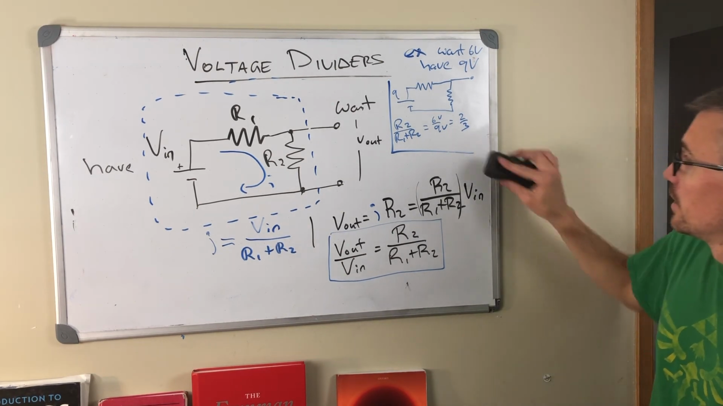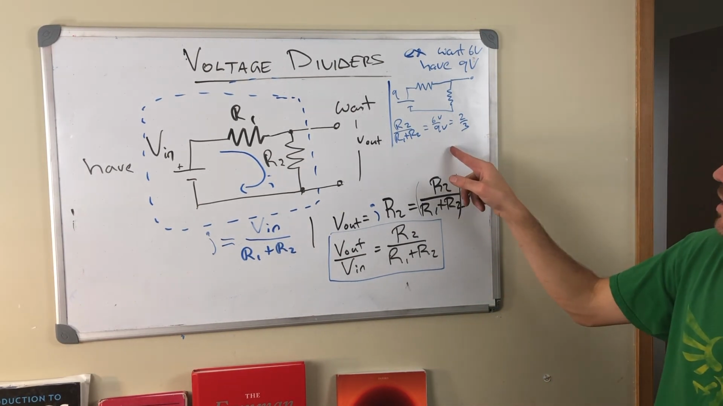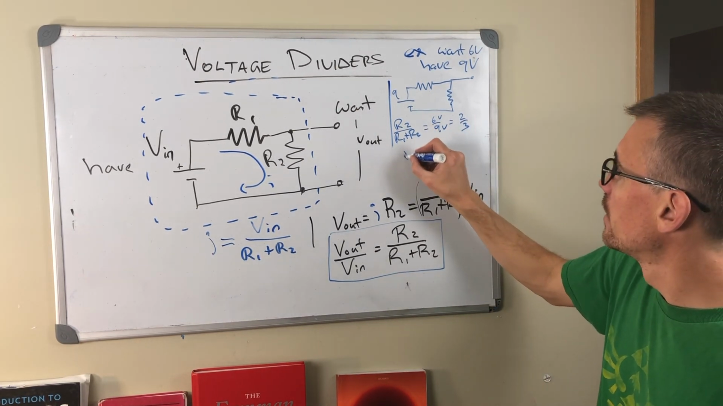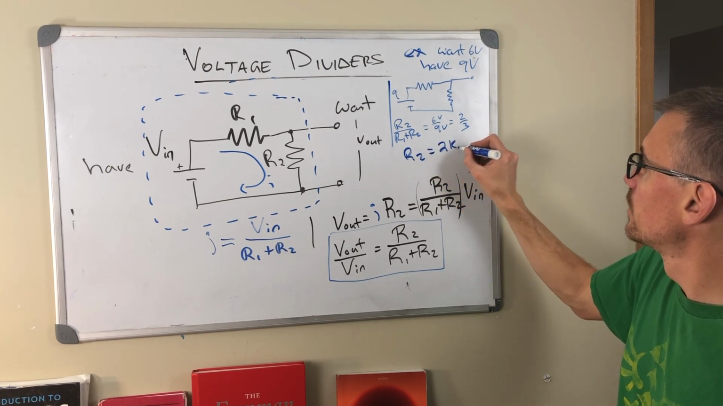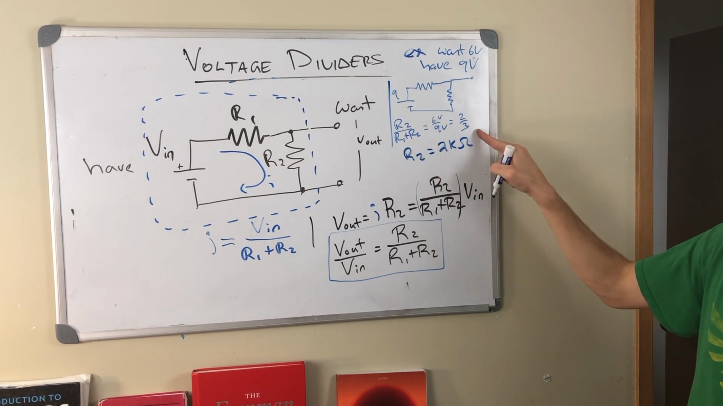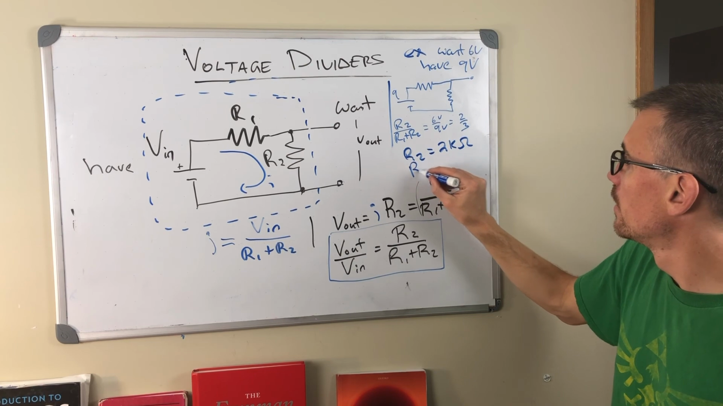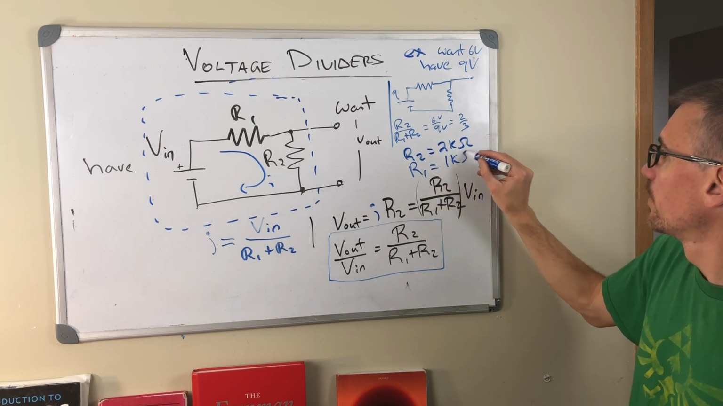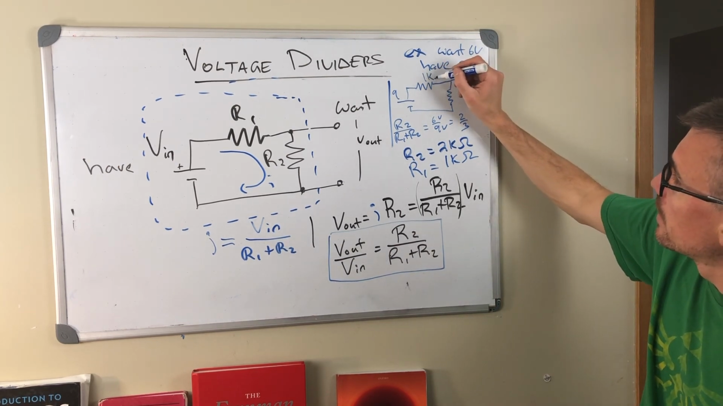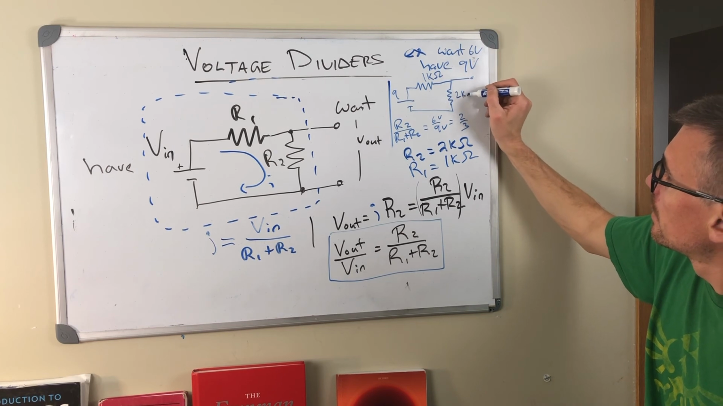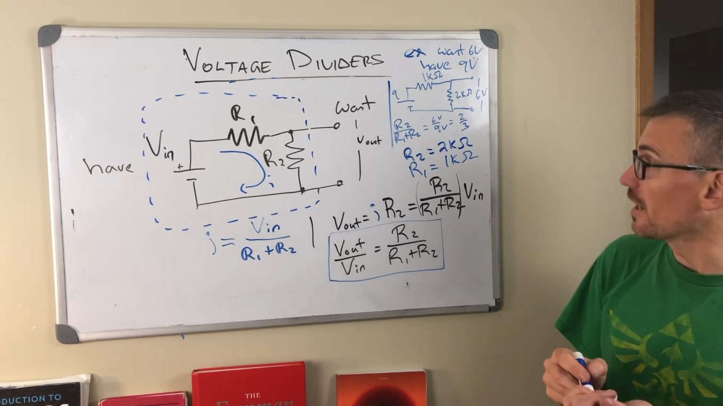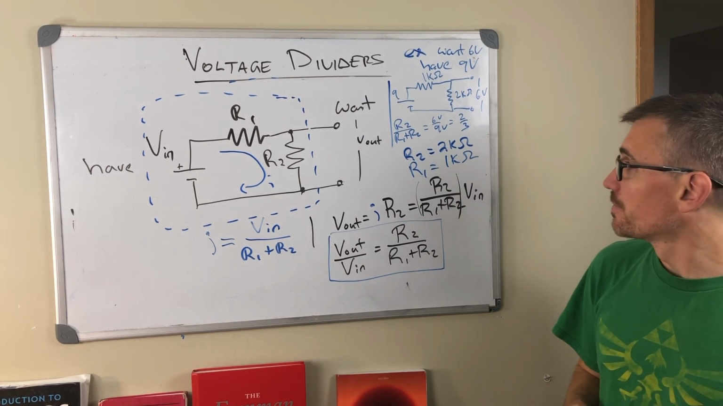So what should we pick? Well, an easy way to do this is just say, well, let's let R2 equal 2. 2 what? I don't know, 2 kilo ohms. Let's say R2 is equal to 2 kilo ohms. So I have 2 over x plus 2 is equal to 2 over 3. By inspection, we can see that R1 equals 1 kilo ohm. That'll do the job. So 1K and 2K will give me the desired 6 volts at the output. All right, simple enough.